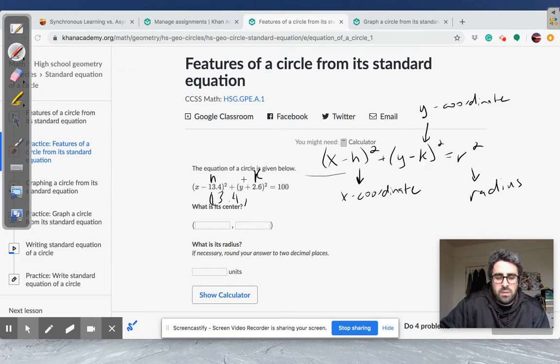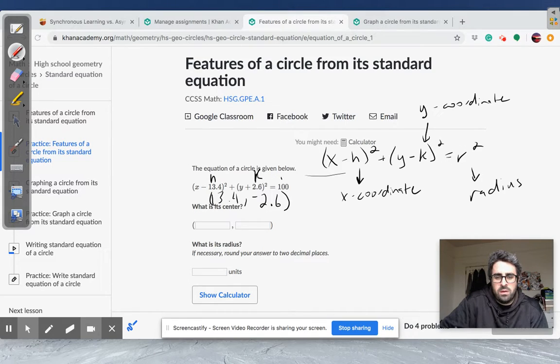And then here we have positive 2.6. So this one is actually not positive 2.6. It's actually negative 2.6. So essentially, the center is the exact opposite of the number that you see located here and here. So the center of this circle is 13.4 comma negative 2.6.